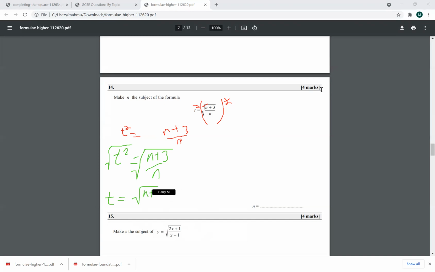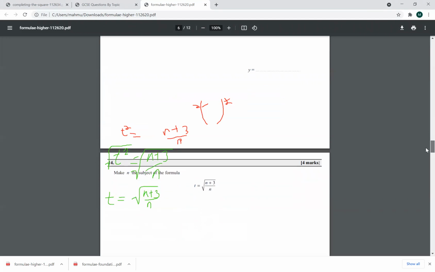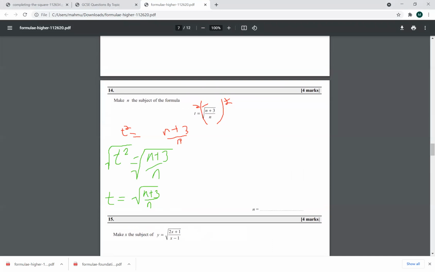So then there's t equals n plus 3 over n. But they're asking to make n the subject, not t the subject. They say make n the subject. So again, I don't know why you're making t the subject. They're not asking you to make t the subject. Okay, rub your green parts out.